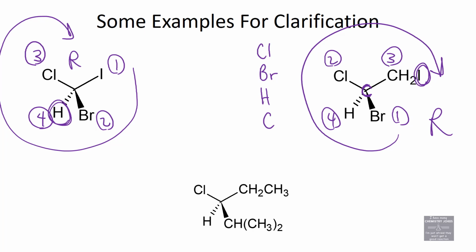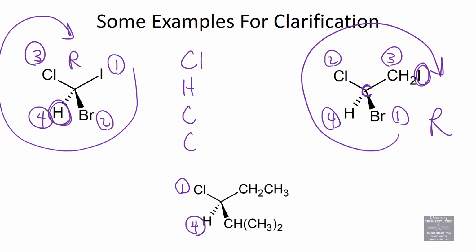Clockwise is R. In the bottom one down here, I'm comparing chlorine, hydrogen, carbon, and carbon. Highest atomic number, highest priority. That helps me choose chlorine and hydrogen as 1 and 4, but carbon and carbon are tied. This carbon is connected to 2 hydrogens and another carbon. That carbon is connected to 1 hydrogen and another carbon. See why condensed structural formulas mattered? This is one reason it mattered.